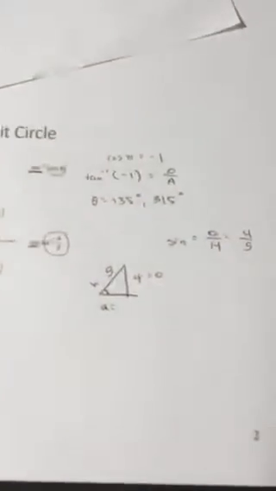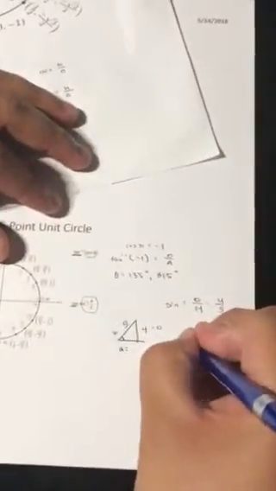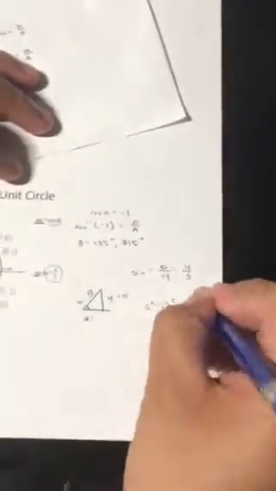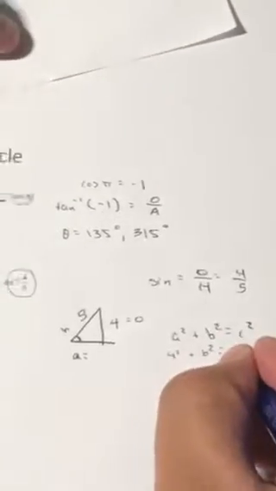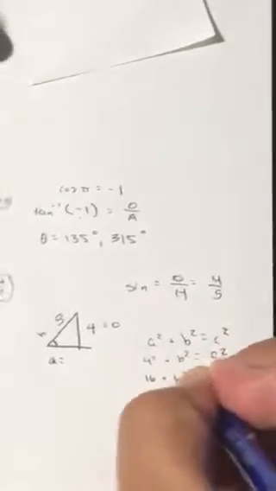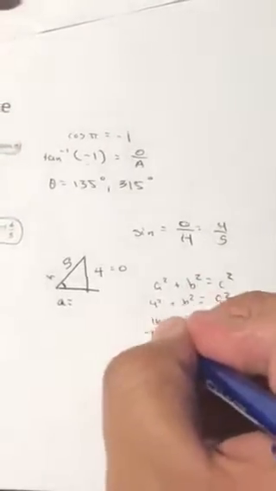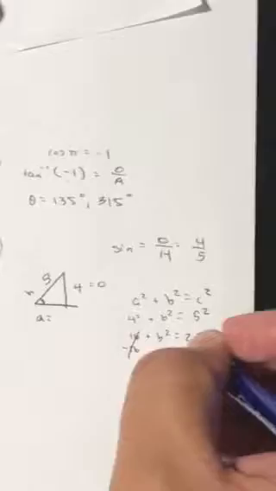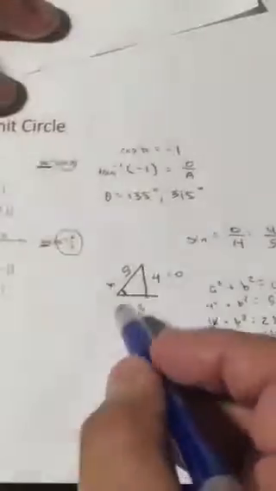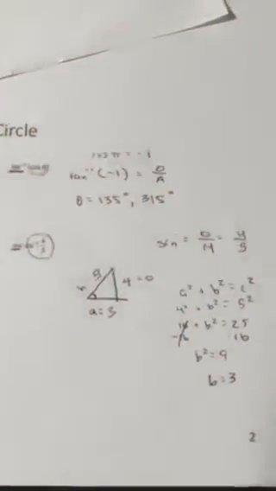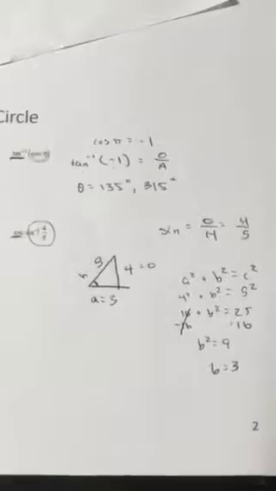And I need to find A. So go ahead and solve for it anyway. Remember this is a triangle, so it's just going to be A squared plus B squared equals C squared. So 4 squared plus B squared equals 5 squared. So this last missing side, sorry, I guess I should have put an A. It equals 3. Okay. So I solved the entire triangle.